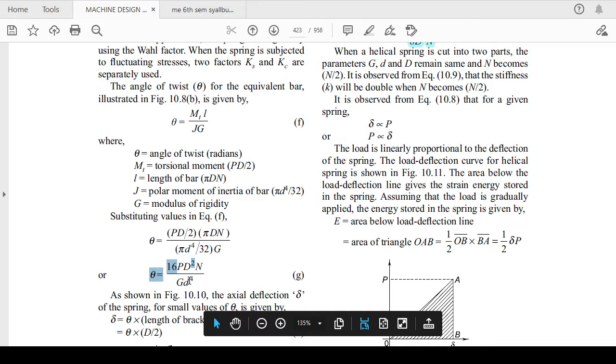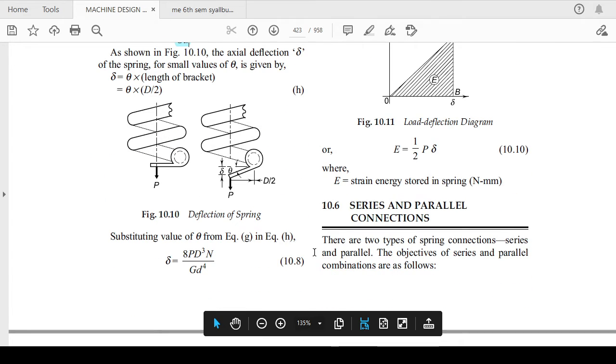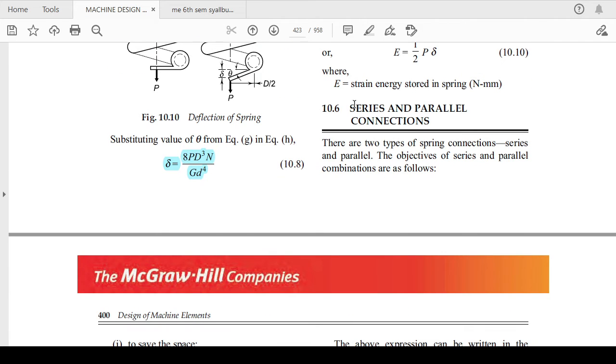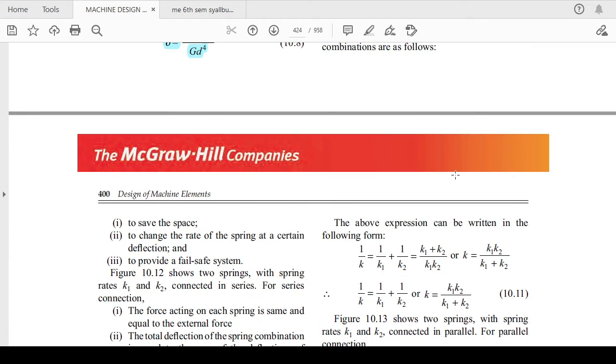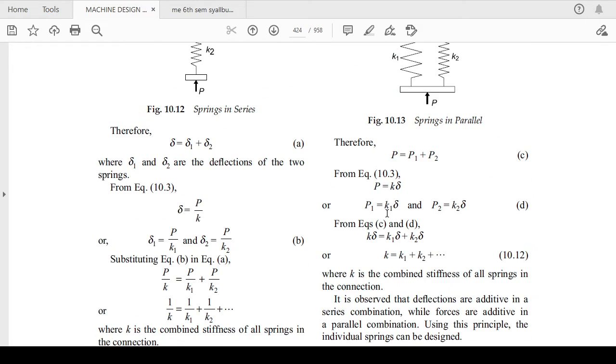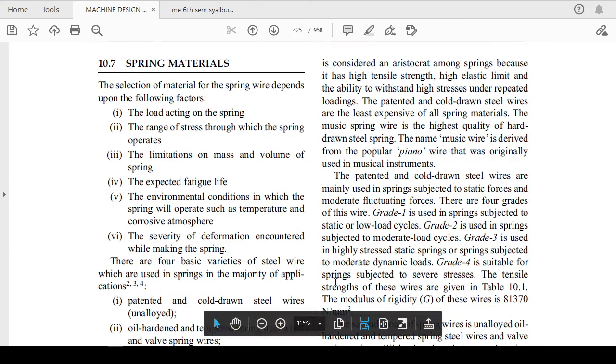With the help of this calculation you can go through it, or recall this particular term. And on the basis of these formulas, stress and deflection and angle of twist, you can also derive some questions which may be asked. Series and parallel connection, I have discussed in your mechanical vibration syllabus. You can go through that video where I have covered spring in parallel and spring in series, and how you can differentiate them.